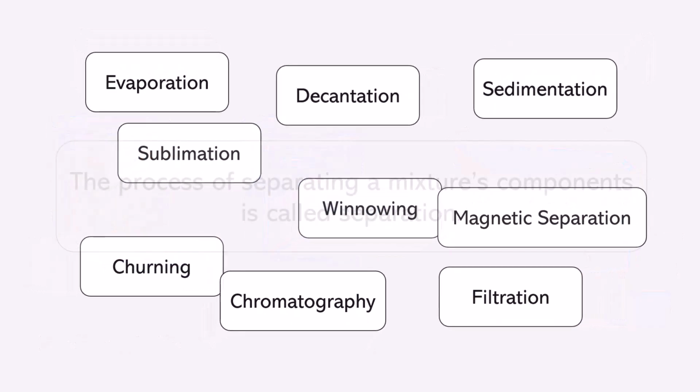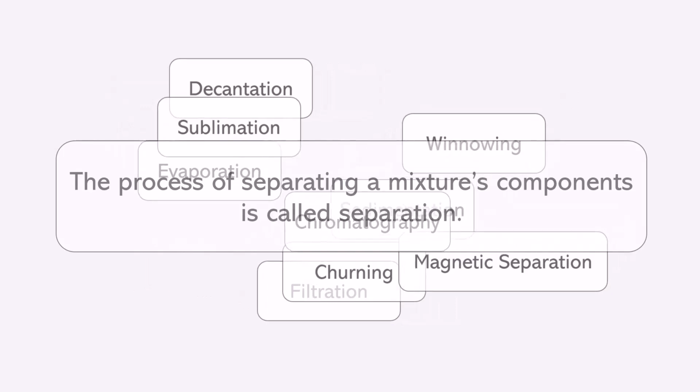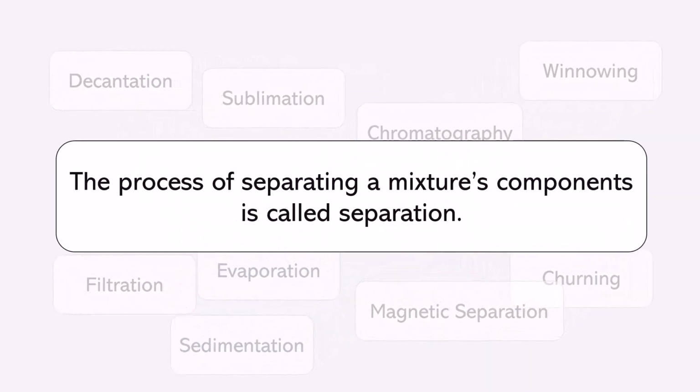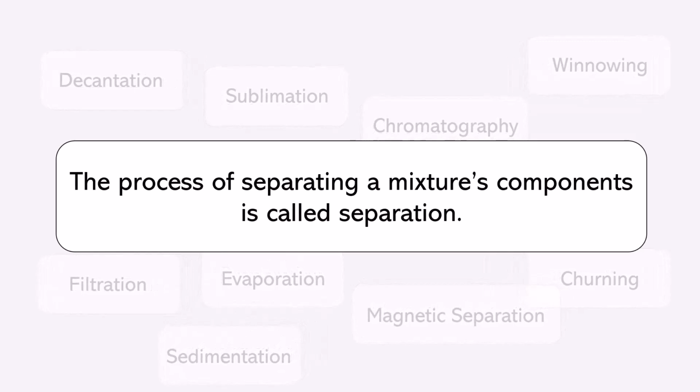So you can see there are several ways to separate mixtures. The process of separating a mixture's components is called separation. So a mixture may contain many pure substances, but each one can be pulled apart most of the times to reveal its true nature.